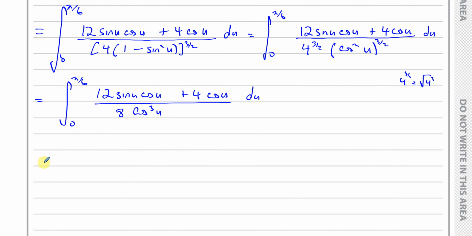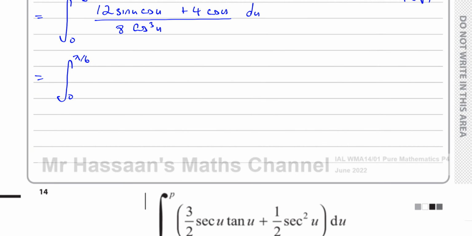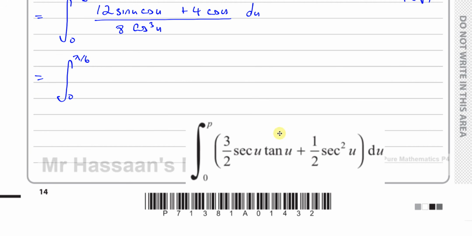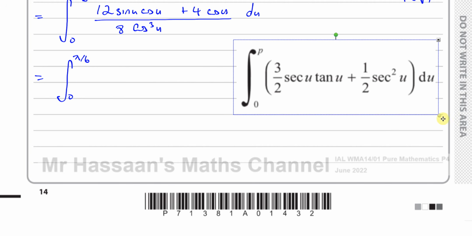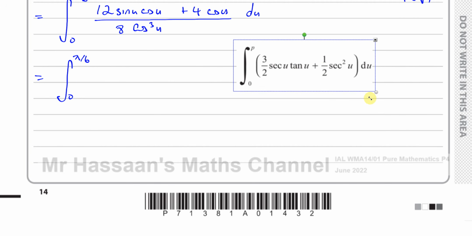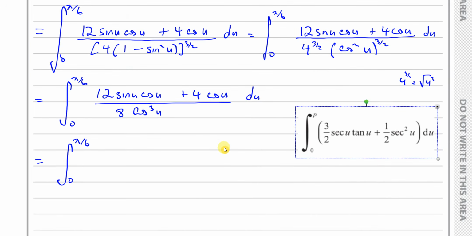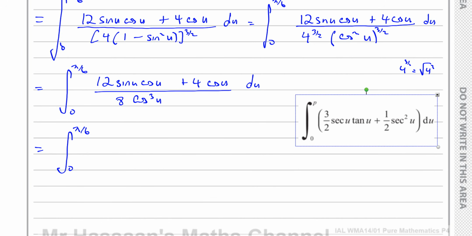So let's see now how we're going to continue. You have 0 and pi over 6. Now what I can do is split this up into 2 separate parts. I want to keep in mind what I have to show, and I've got that copied over here. When you get to this stage, you should always check to see if we're going to get the right thing. So we got 12 and 8.